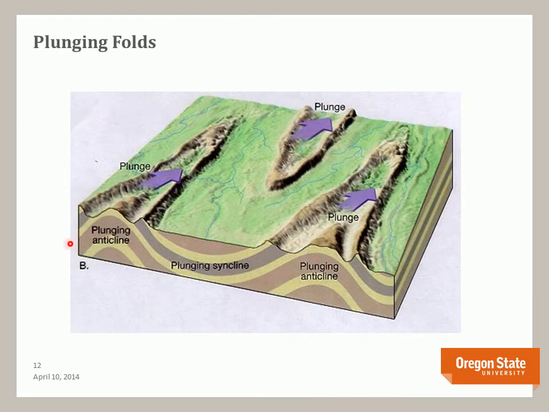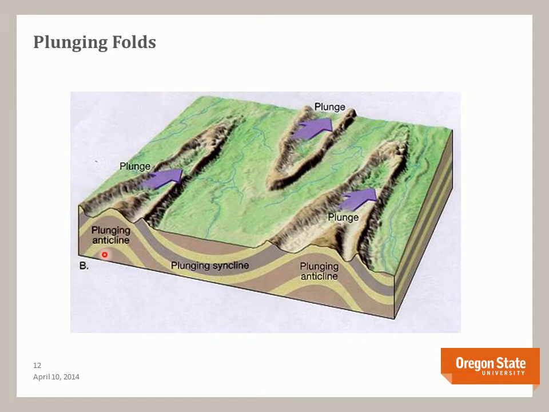So here's a diagram that I got from the internet. Here is a block that shows the face that is perpendicular to the hinge line, and then the map view, which you'd see if you were flying over in an airplane. So here's the plunging anticline, plunging syncline, plunging anticline. Okay, so here are the important things. If you see a map view, like you're up in an airplane, and you see closure of the folds like this, that indicates that these folds have a plunging hinge line. That is, it's not parallel to the ground surface.